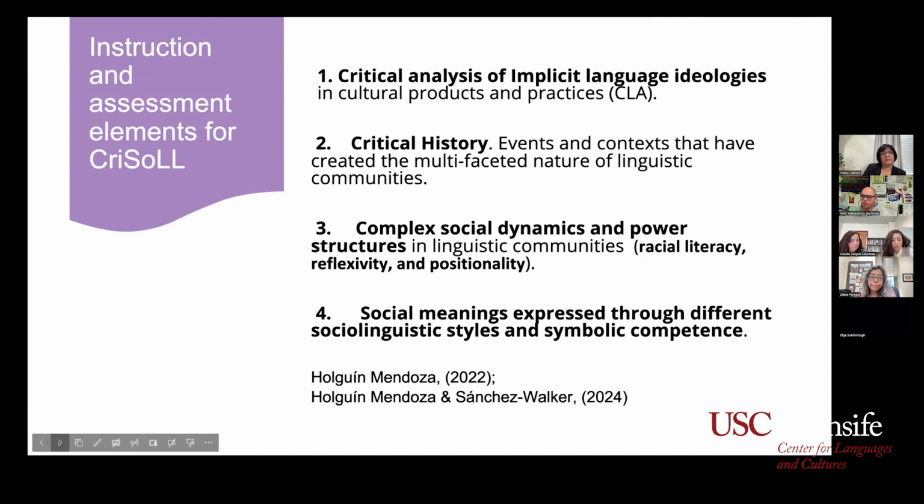Adding to this, we also look at the complicated social relationships and power structures that exist in linguistic communities. This is a third element that includes also racial literacy, reflexivity, and positionality of our own identities. We can have more fair conversations about language if we're aware of our own positionality and biases. The historical aspect, number 2, and social relations, including racial relations, number 3, are elements that we consider not optional. They are crucial for Crisol and complement critical language awareness analysis.